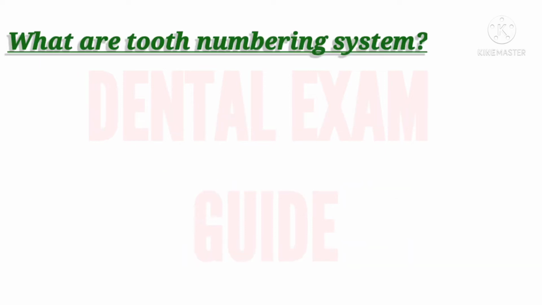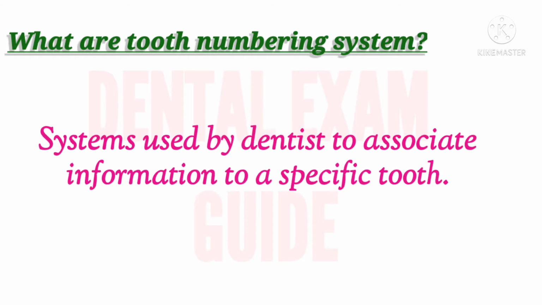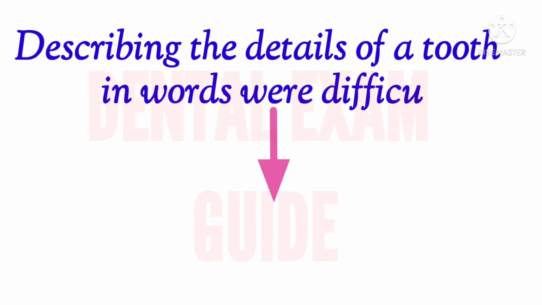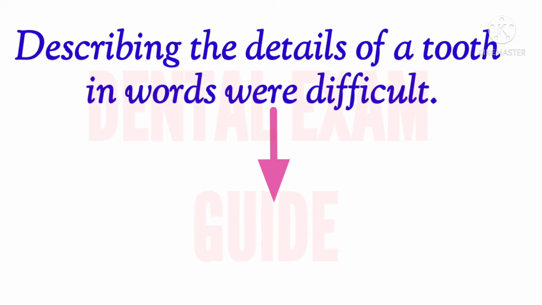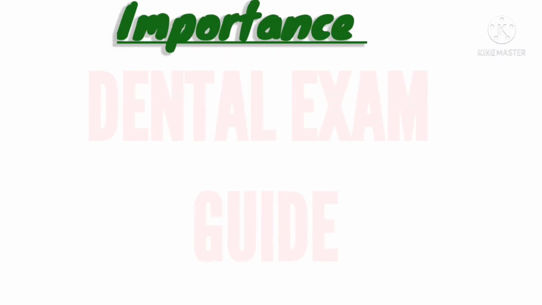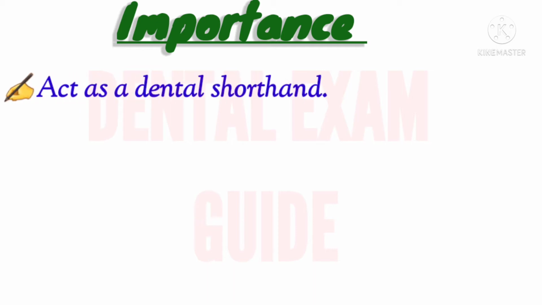Tooth numbering systems are the systems used by dentists to associate information to a specific tooth. It was difficult for the dentist to describe the type of dentition, dental arch, quadrant, and tooth name in words. So it made dentists adopt a type of code or numbering system for each tooth. So we can say it was developed in order to have a standard way of referring to a particular tooth. Tooth notation acts like a dental shorthand.